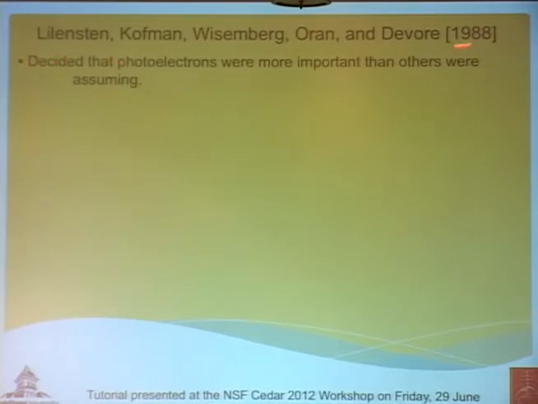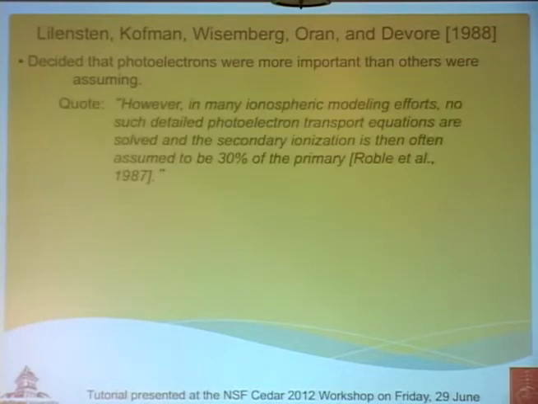Lillenstein, Kaufman, and his team decided that what's been missing in some of the earlier models is a proper description of the photoelectrons. The EUV, XUV irradiance, if you're down at a few nanometers, the photoelectrons have enough energy to produce further ionization, significant ionization. And in the region, these guys showed, pretty much not for the first time, but demonstrate how significant it was.